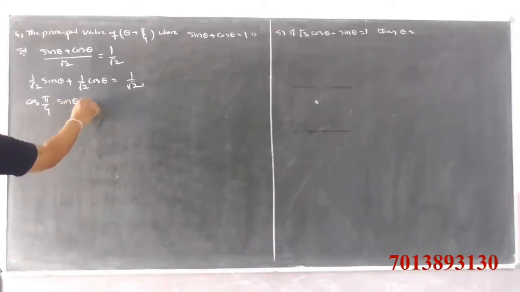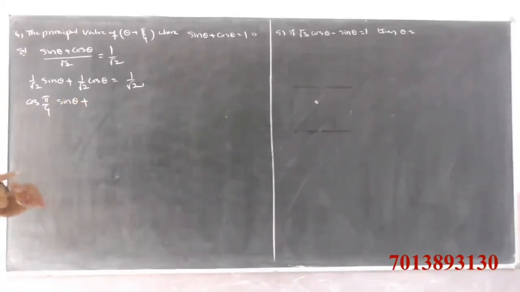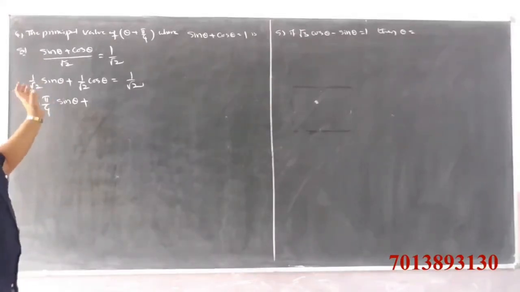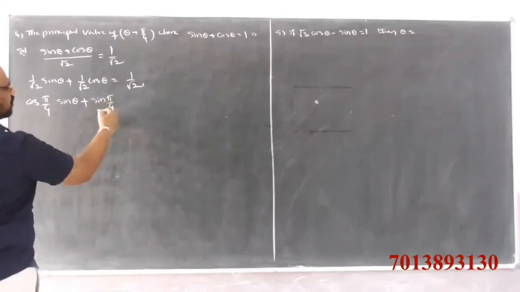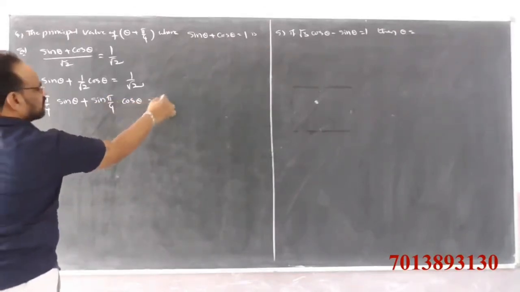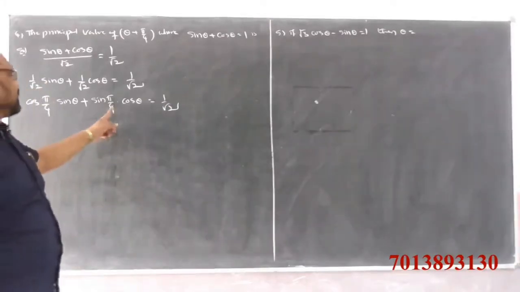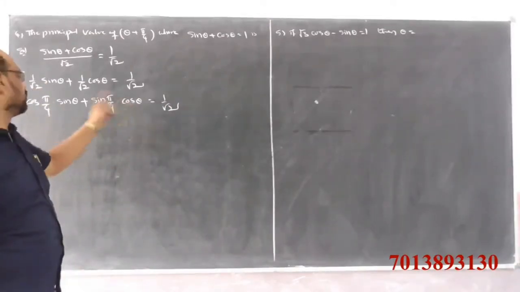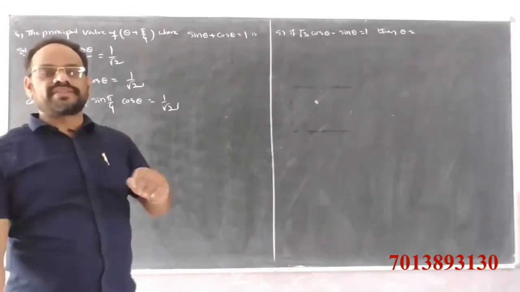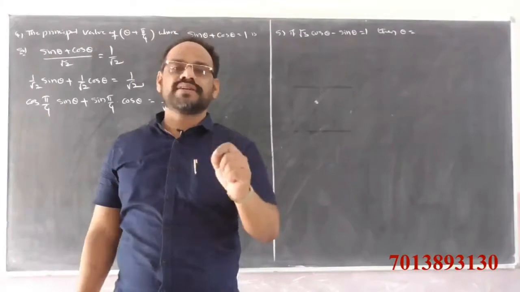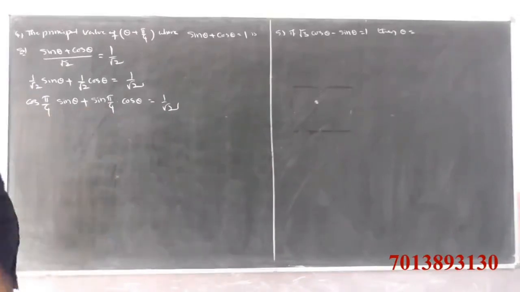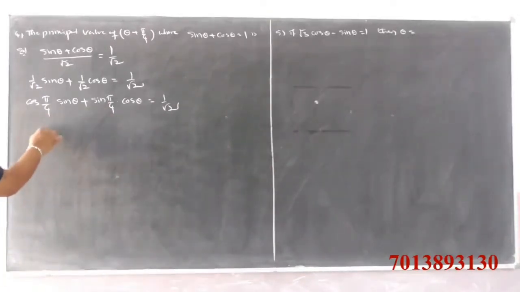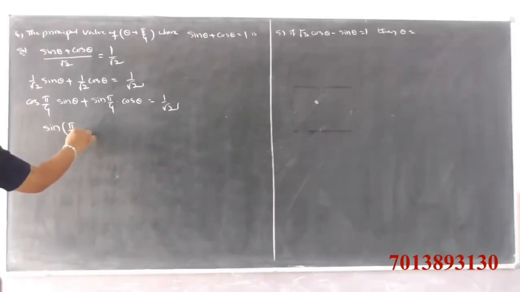Into sin theta plus 1 by root 2 expressed in terms of sin, because we have a formula: sin A cos B plus cos A sin B. So 1 by root 2 expressed in terms of sin is sin pi by 4, into cos theta. Sin A cos B plus cos A sin B is nothing but sin of A plus B. So we get sin of pi by 4 plus theta.